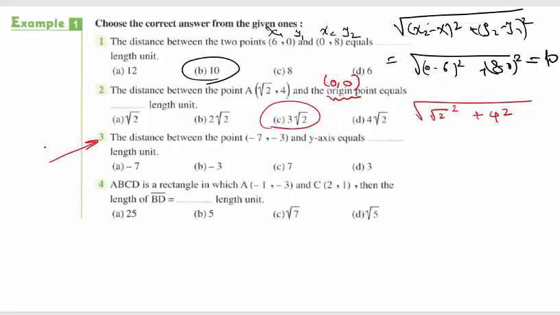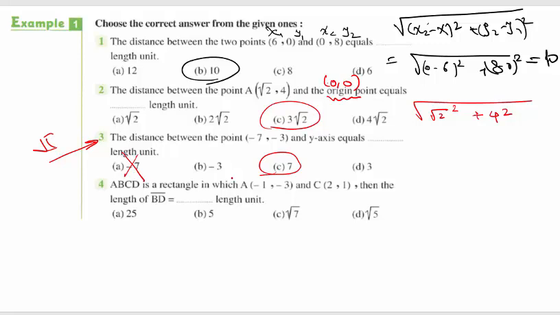This point is very important. The distance between (-7, -3) and the y-axis. To find the distance with the y-axis, you should take the value of x, or the x-coordinate. So I will choose -7. No, it's not negative. As we said before, the distance should always be positive, so it's 7.